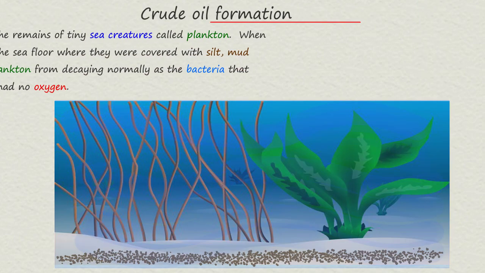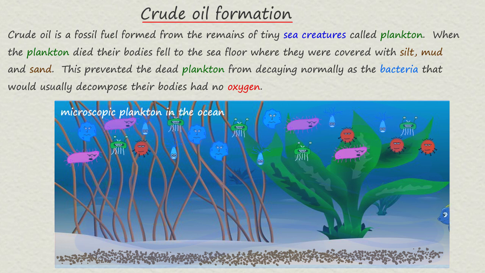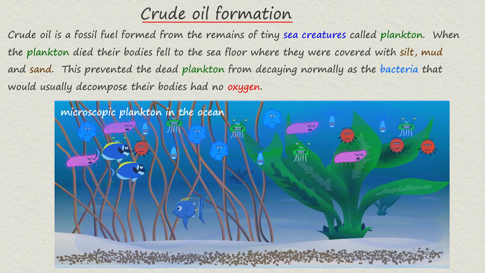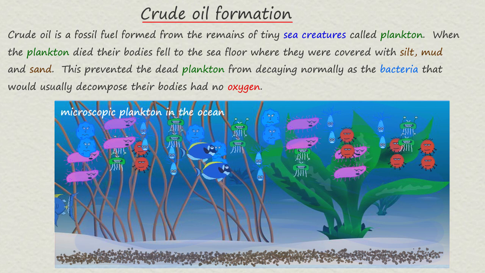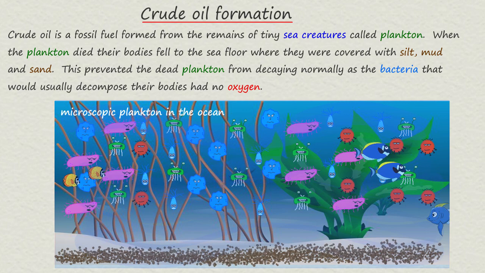Crude oil is a fossil fuel formed from the remains of marine organisms such as plankton, which died over 120 million years ago. When these tiny plankton died, their bodies sank to the sea floor where their remains were covered in sand, silt and other sediments.